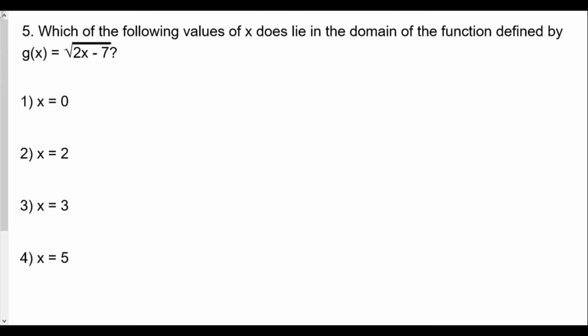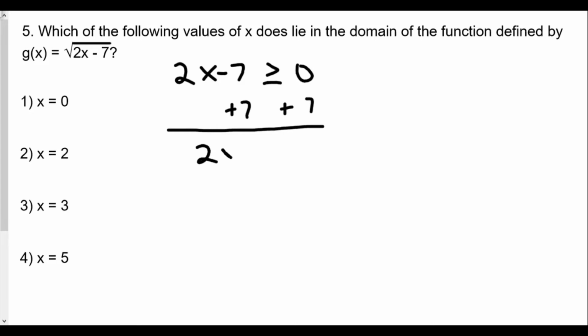Which of the following values of x lie in the domain defined by g of x equals the square root of 2x minus 7? All right. So here, what we're going to do is set 2x minus 7 to be greater than or equal to 0. All right, and so add 7 to both sides. We get 2x is greater than or equal to 7. Divide by 2, x has to be greater than or equal to 7 over 2, or x is greater than or equal to 3.5.